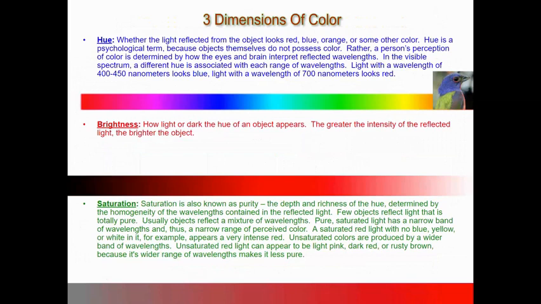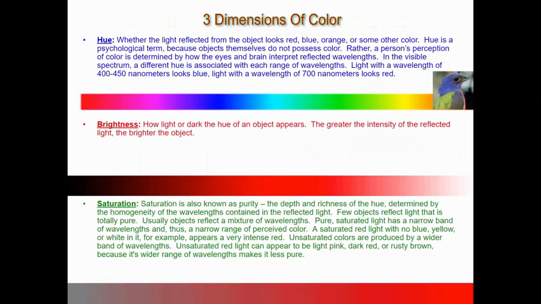Okay. So we have three dimensions when we're looking at color. One is hue, the other is brightness and saturation. Okay, so hue is whether things are, with light being reflected off, looking red, blue, green, whatever other color. Okay, so hue is a psychological term because objects themselves do not possess color. It is just the wavelengths that are bouncing off of things that allow us to perceive color.